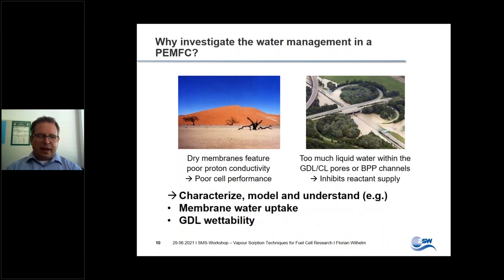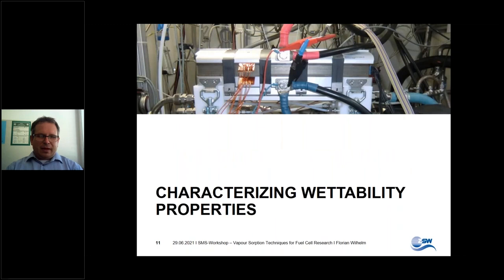This means that there is a high need to characterize, model, and understand the membrane water uptake, for example, and the gas diffusion layer wettability. Just taking 2 examples, one from the left side picture, one from the right side picture. What properties are relevant with regards to water management in the respective components of the cell? Okay, so how can we do that?